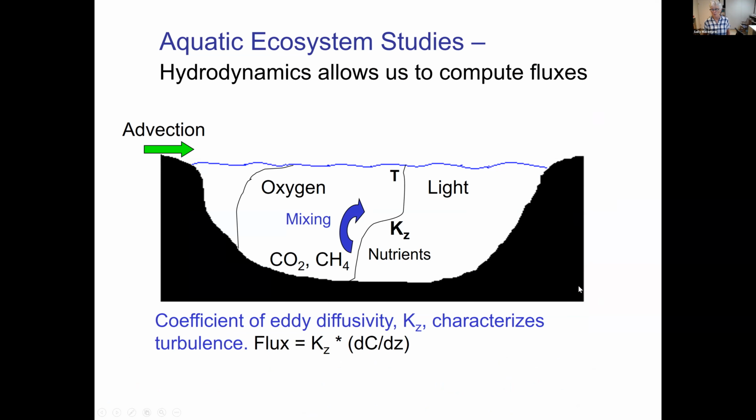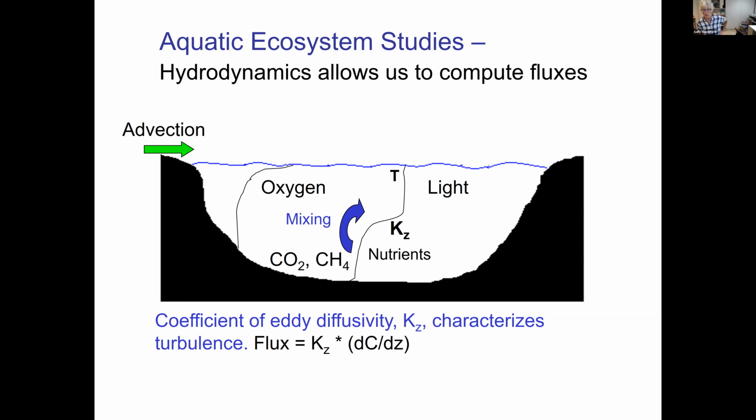Okay, so in aquatic ecosystem studies, the hydrodynamics allows us to compute fluxes. So I've got a real simple picture of a lake here, and we have a temperature profile. And again, that upper mixed layer, the thermocline, the hypolimnion. And our normal model of a lake is that there's light up here, and there's nutrients here, and there's dissolved gases here. And we often think that the phytoplankton don't have enough nutrients. So we want to know how much mixing there is that would bring those nutrients up where the light is, and maybe there's more phytoplankton.